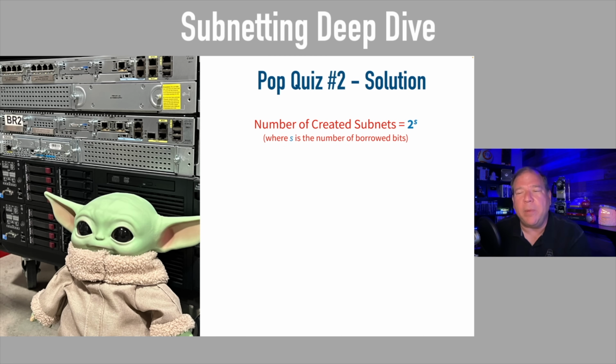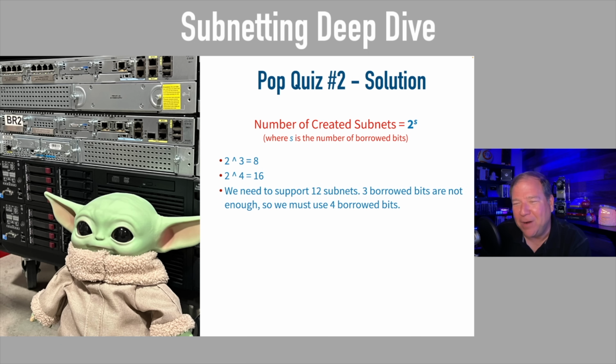We're using the formula that the number of subnets is 2 raised to the power of s, where s is the number of borrowed bits. If I borrowed 3 bits, that would give me 8 subnets. If I borrowed 4 bits, that would give me 16 subnets. Now, I've got 12 Mandalorian clans, so I need to support 12 subnets. 3 borrowed bits is not enough. I've got to go with 4 borrowed bits.